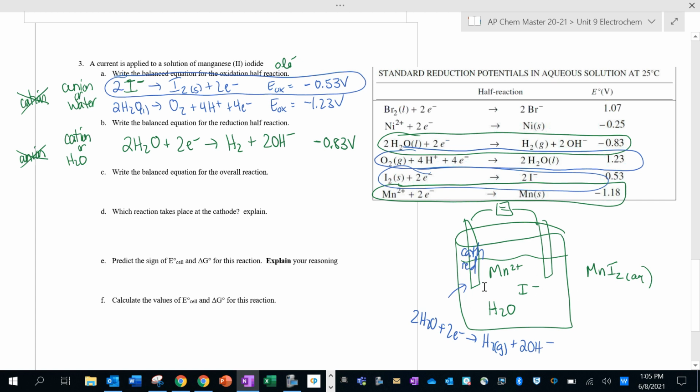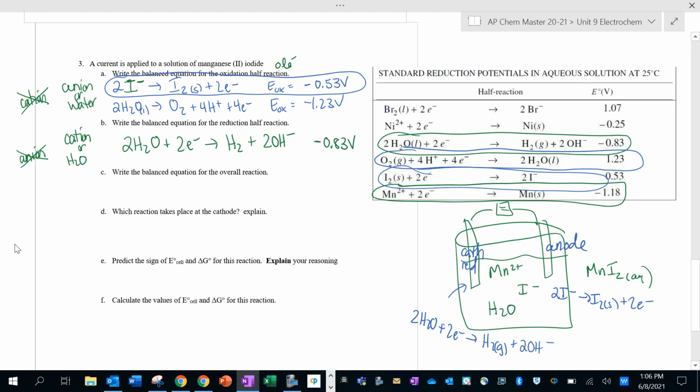Over here on this side, at the anode, the oxidation is occurring, and who's being oxidized is my iodide. So what we would observe on this side is some solid iodine being formed. So maybe you get a layer of iodine on your anode. And then what are the manganese ions doing? They're not doing anything. They're just hanging out. They're not being oxidized or reduced. They're just hanging out in solution.